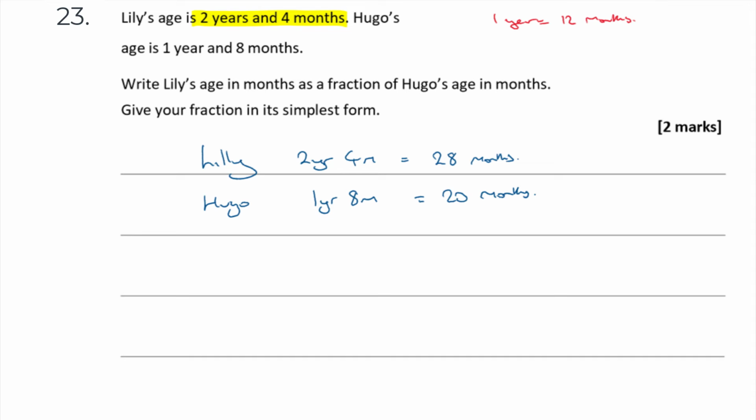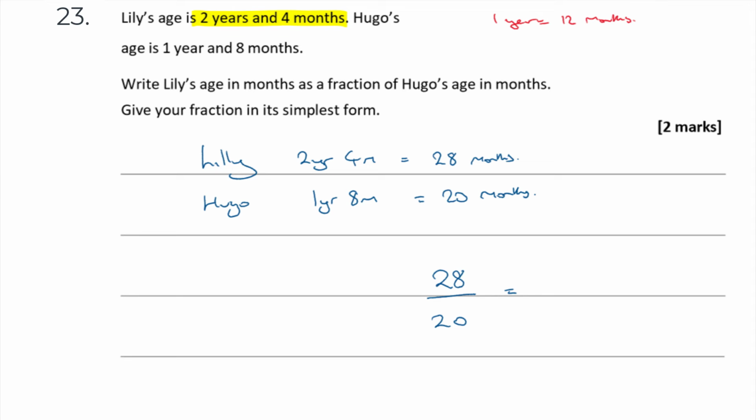Okay, so Lily's age in months as a fraction of Hugo's age. That means Lily's goes at the top and Hugo's goes underneath. That might catch a few people out, because they might expect it to go the other way around. It's going to be a top-heavy fraction. Can I cancel that down?